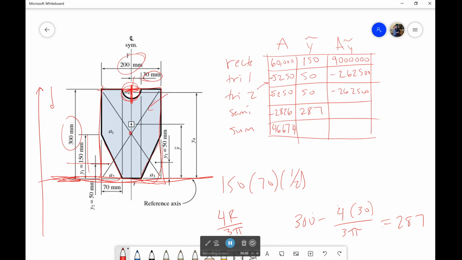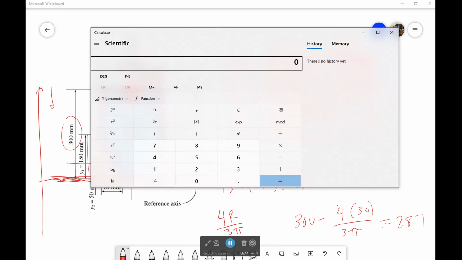And finally, for the semicircle, 2,826 times 287. 811,062. Negative 811,062. If you're wondering, wait a second, this is so small yet it has such a big effect. It's because it's really, really far away from this axis. The further away you are, the more effect you have.